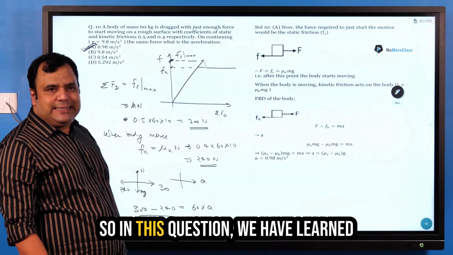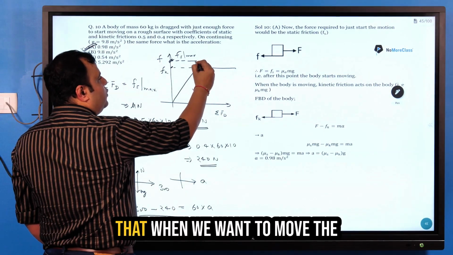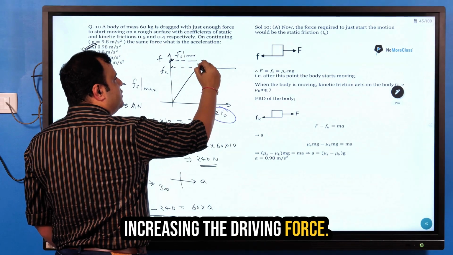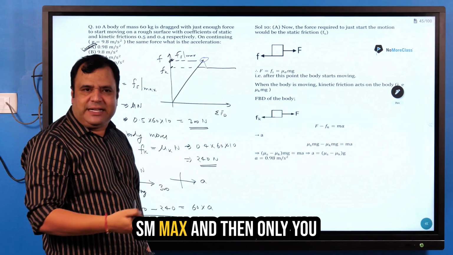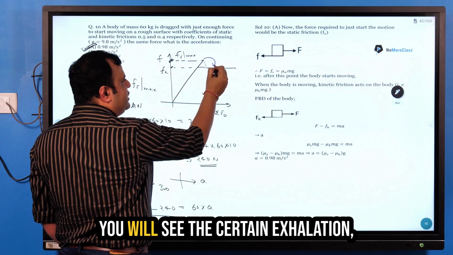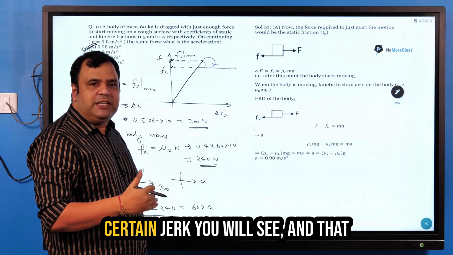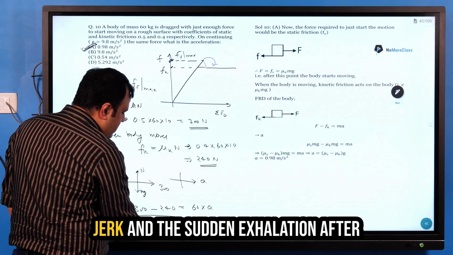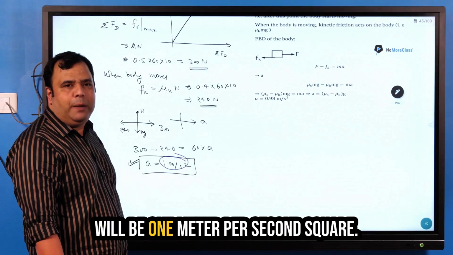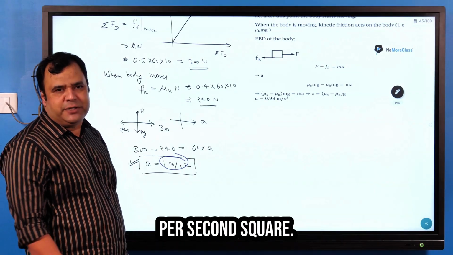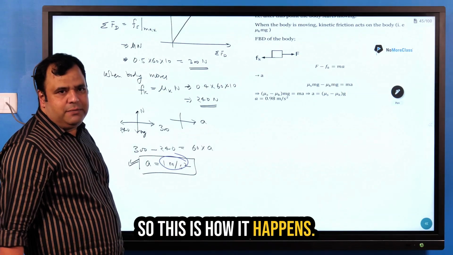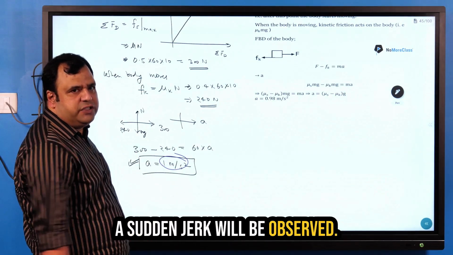So in this question, we have learned that when we want to move the body using the driving force and increasing the driving force, first you have to cross the Fs max, and only then will you be able to move the body. But when you are moving the body, you will see a sudden acceleration, a sudden jerk. That sudden acceleration after the motion in this particular case will be 1 meter per second square, or you can say 0.98 meter per second square. And this is true of every real scenario. So this is how it happens when the body is moving and the sudden jerk is observed.